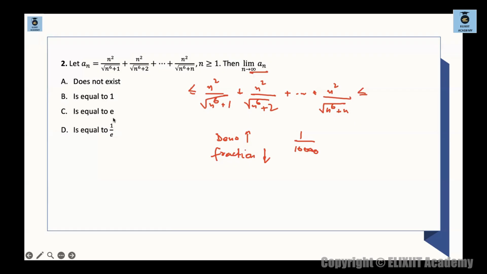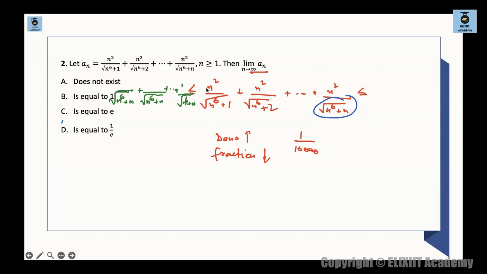So what I do is, I'll give the maximum value over here. Maximum denominator. What is it? Square root of n raised to the power of 6 plus n is basically your maximum denominator. Therefore, I'm giving the maximum denominator to all the terms over here on the left hand side.